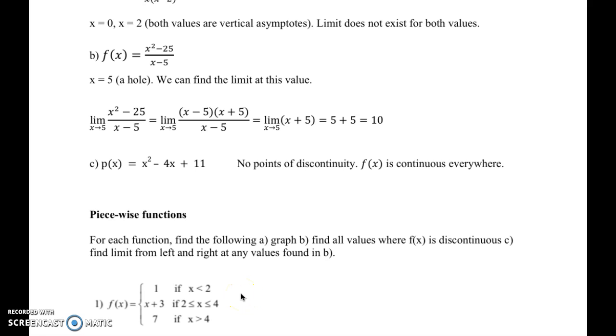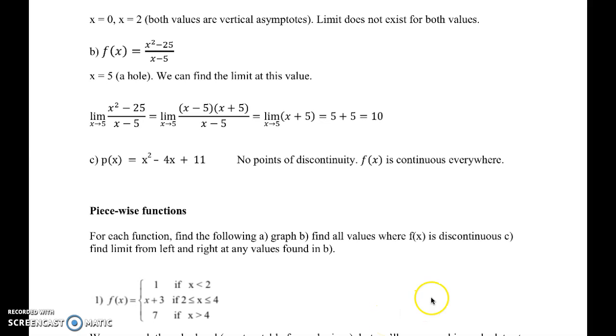So in this case, f of x is 1 if x is less than 2, so this is going to be a straight line from 2 to negative infinity. It equals x plus 3 if the x values are between 2 and 4, including 2 and 4, and 7 if x is greater than 4. So when x is 4, y is 7, but there's a hole there, but it's going to continue all the way on to positive infinity.